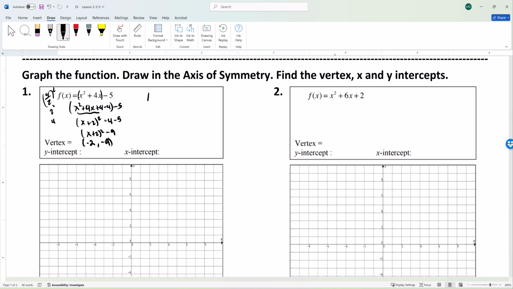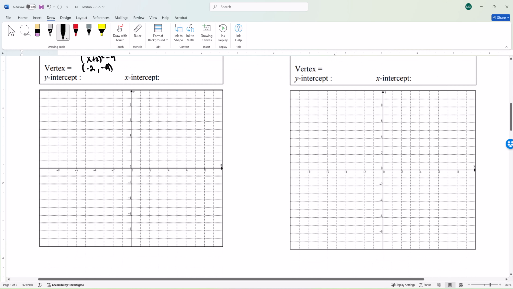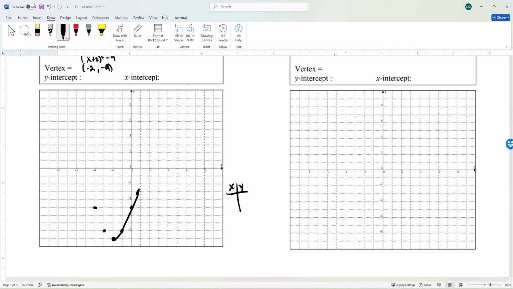Now my axis of symmetry, that's going to be x equals h. So it's negative 2 in this case. Now in drawing the function, I know it's negative 2, negative 9. You can pick in values. You know, you can create an XY table to pick values for it. But I just want a few points in making this accurate.